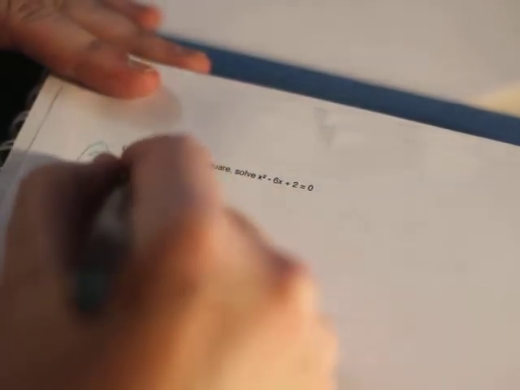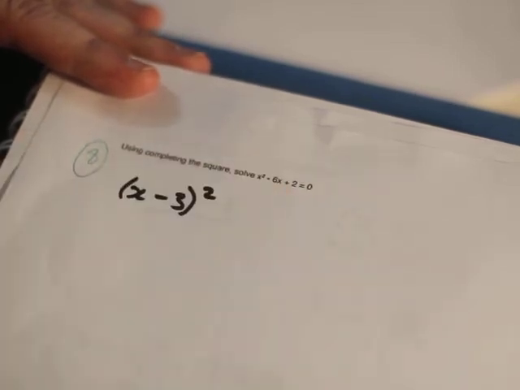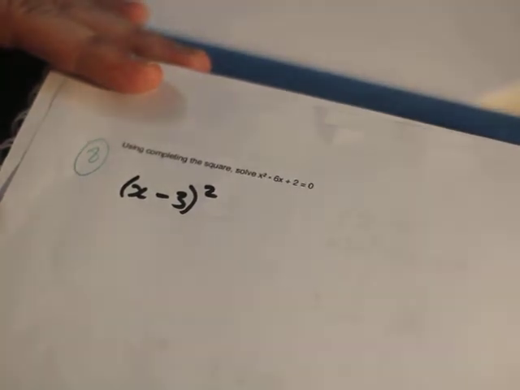Using completing the square, solve this problem. So it's a bit small here. y equals x squared take away 6x plus 2. So it's going to be x take away 3 all squared. Now we've already done x take away 3 all squared on the last slide. And remember that was plus 9 it gave us at the end. We only want plus 2, so we're going to take away 7.